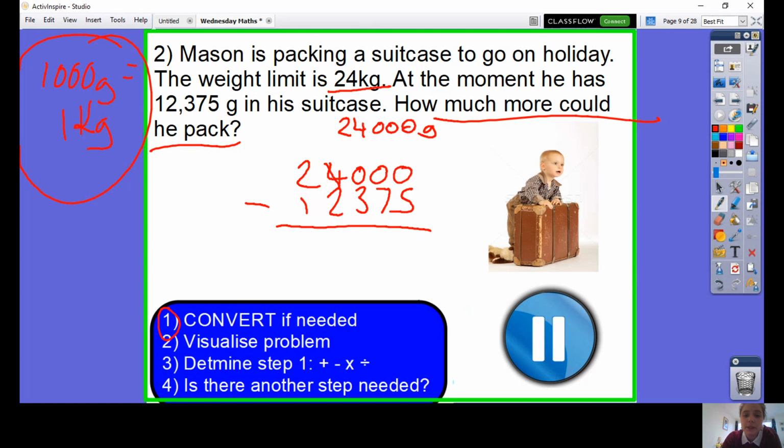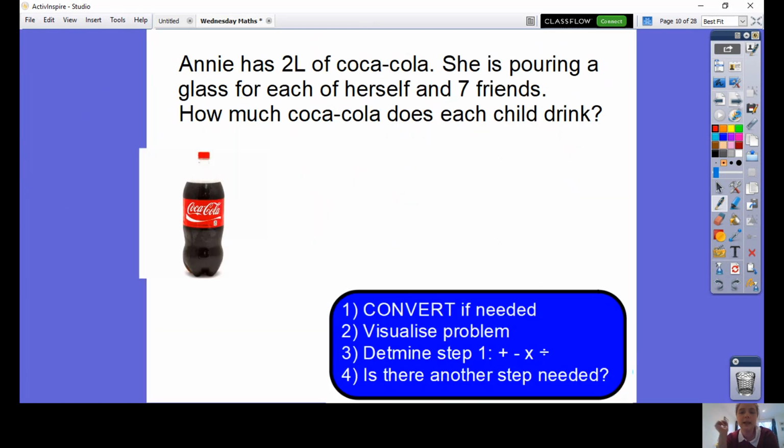0 minus 5 is not possible, so I'll regroup. That becomes 3, 9, 9 and 10. 10 subtract 5 is equal to 5, 9 subtract 7 is 2, 9 subtract 3 is 6, 3 subtract 2 is 1, and 2 subtract 1 is 1. What's your unit of measure though? It's grams. He can pack another 11,625 grams in his suitcase.